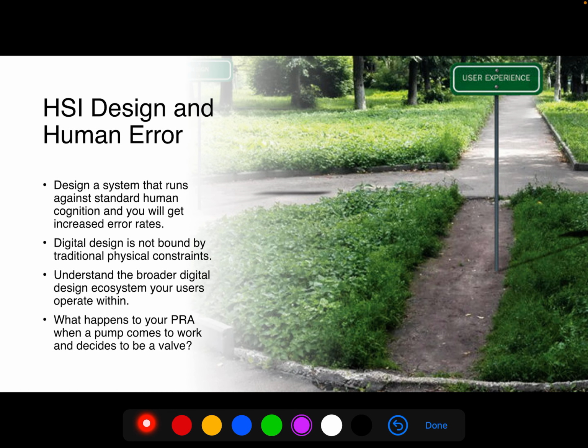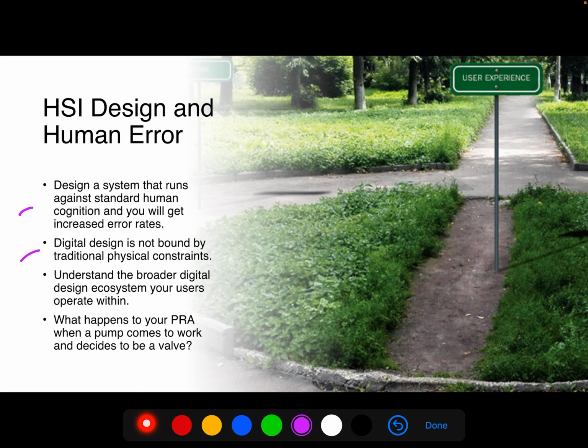Now, like we talked about, HSI, design and human error, we want to design a system that works for people. And these are some of those principles, right? You have to remember, if you design a system that runs against how the human is going to perform naturally, you will get increased error rates. That's just the way it is. There's no arguing it. You can't train away a different decision-making method. That's not a thing we can do, at least not right now.